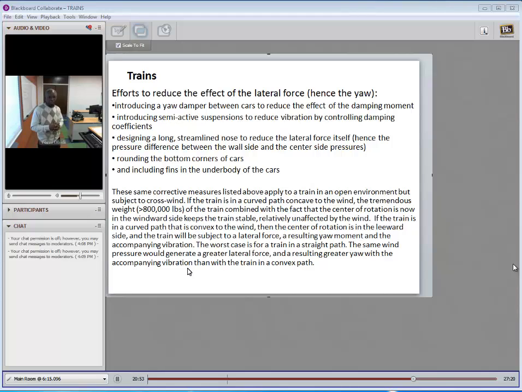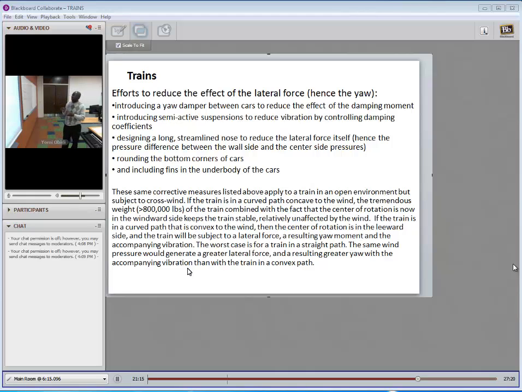There's a debate as to the effectiveness of the fins, but they haven't been found to cause any disadvantage. These measures apply to trains in an open environment, not just on the train track.